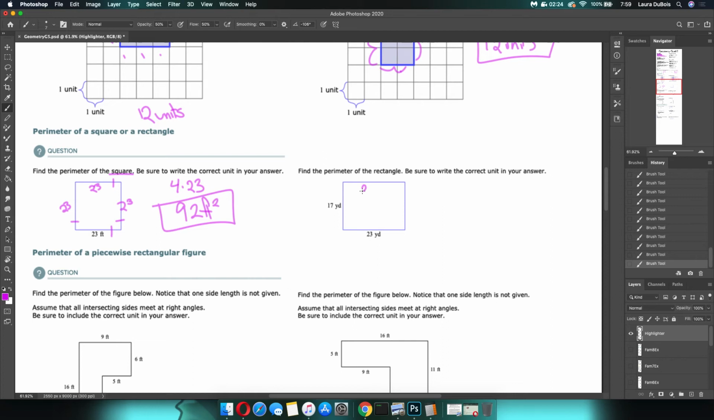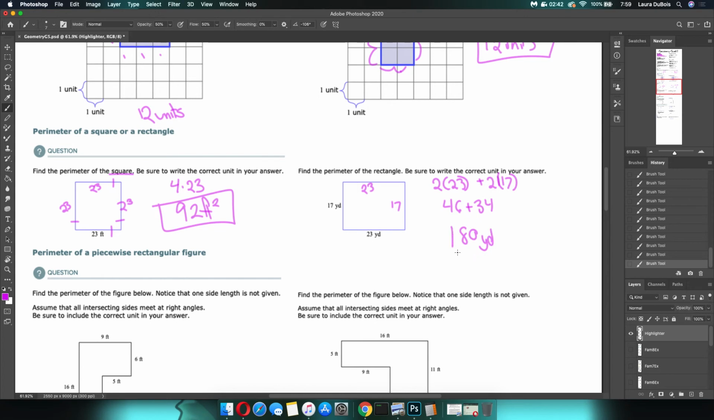This one, we can also do something similar. Since this is 23, that means this is 23, this is 17, so this is 17. So I'm going to double my 23, and then I'm going to double my 17. So that's going to be 46 plus 34, which is 80 yards.